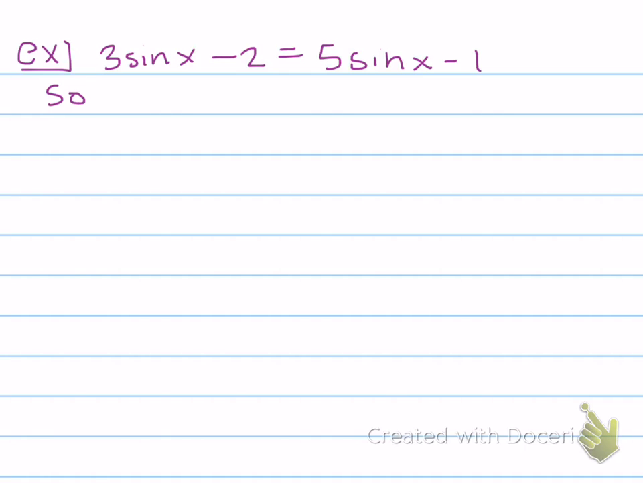So for our first example, we have 3 sine of x minus 2, and that's equal to 5 sine of x minus 1. And the directions say solve and find all possible solutions.